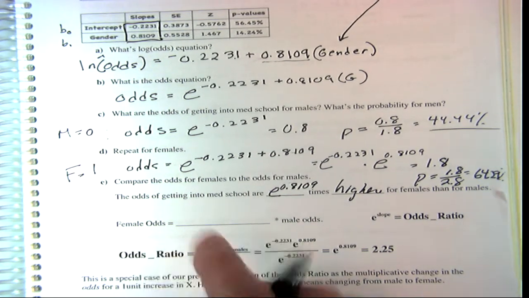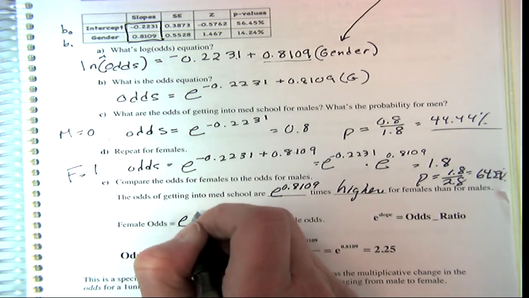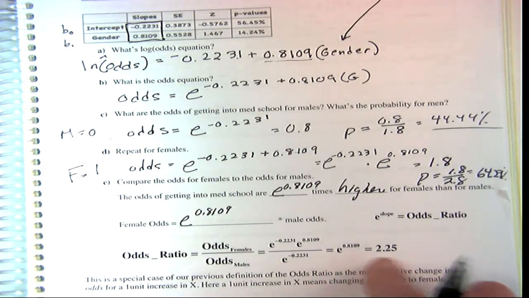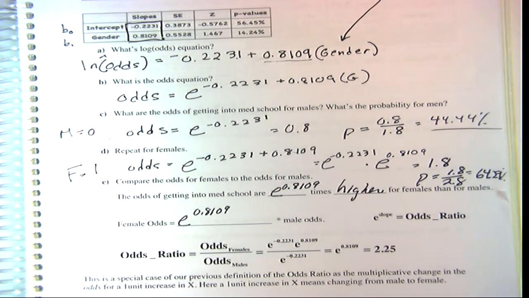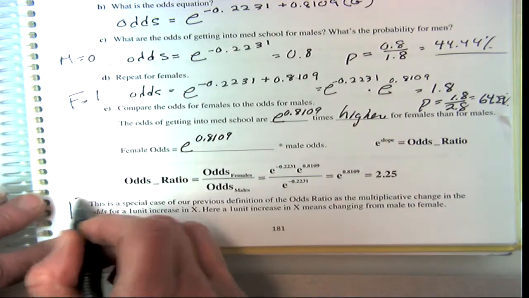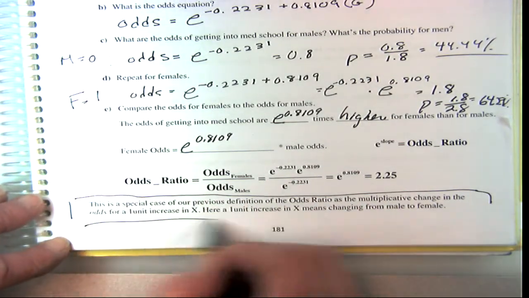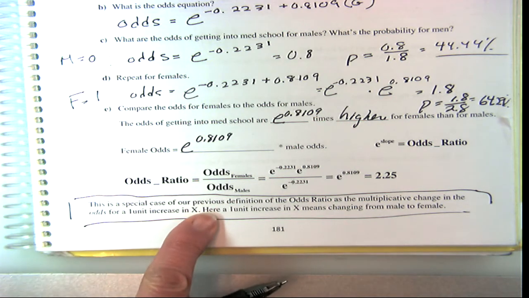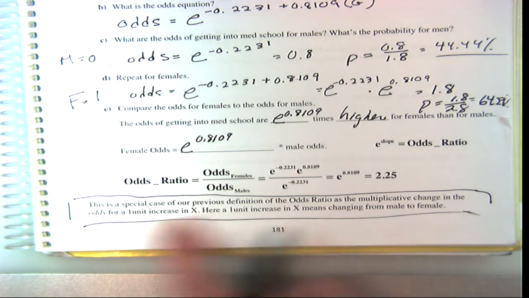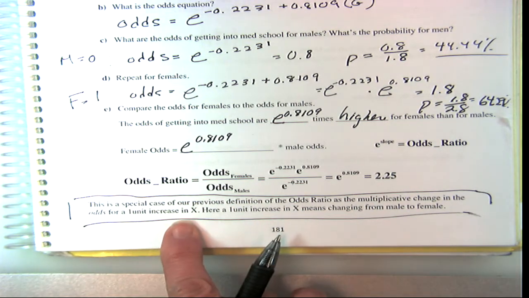The female odds is e to the 0.8109, and that's approximately equal to, rounded, 2.25. All right? So basically all we're saying is that this is a special case of our previous definition of the odds ratio: the multiplicative change in the odds for a 1 unit increase in X.